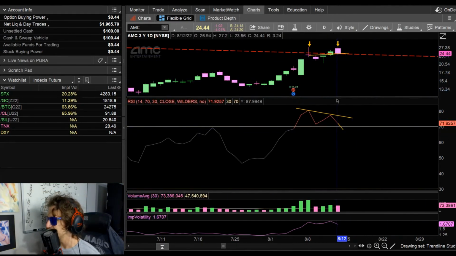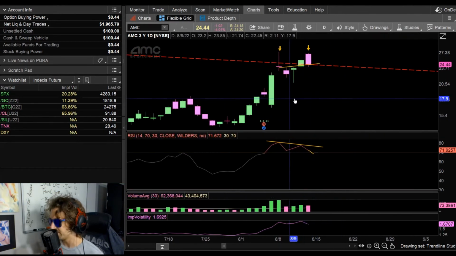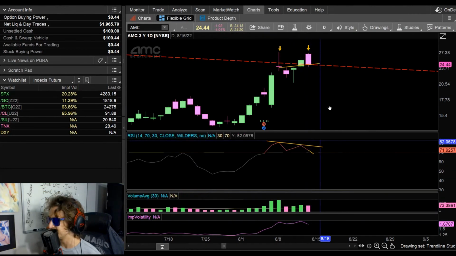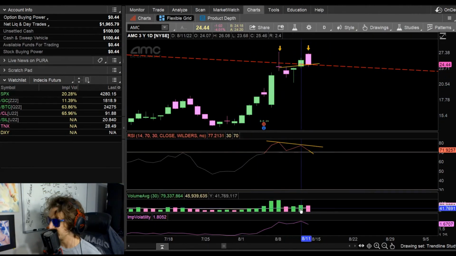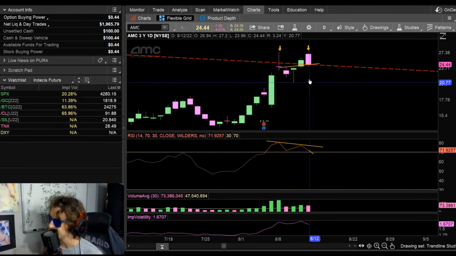And if the markets are going to go down, AMC is going to get dragged down with it. And we do have that decreasing volume trend. It looks like implied volatility has possibly peaked. And so if the price were to drop, it'd be retracing this run. Implied volatility would drop. Volume would continue to decrease. RSI would start to push down, and speedily so.